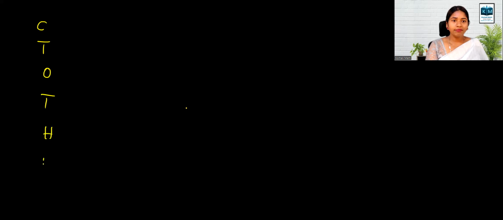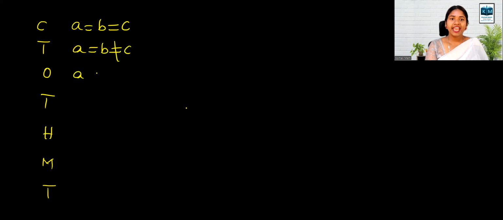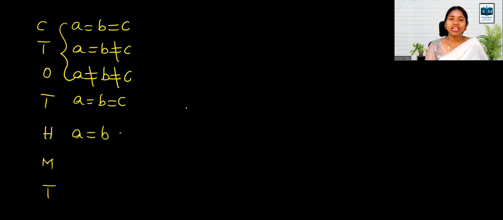C, T, O, H, M, T. In this case, A is equal to B is equal to C. A is equal to B not equal to C. A is not equal to B is not equal to C. Same thing you have to repeat: A is equal to B is equal to C, A is equal to B not equal to C. These 3 one more time you have to repeat: all the 3 are not equal. Same for trigonal also, all the 3 are not equal.